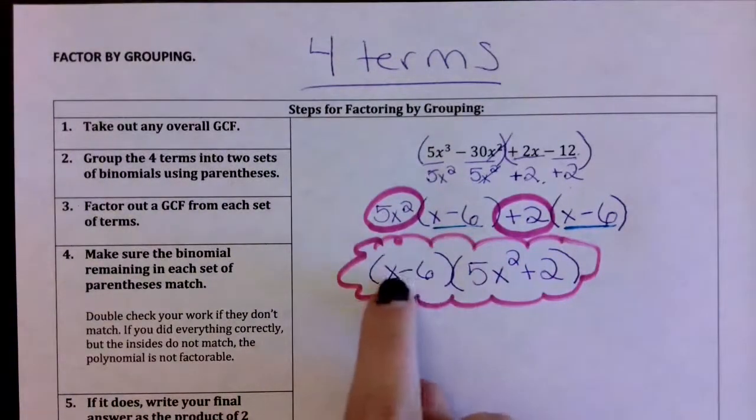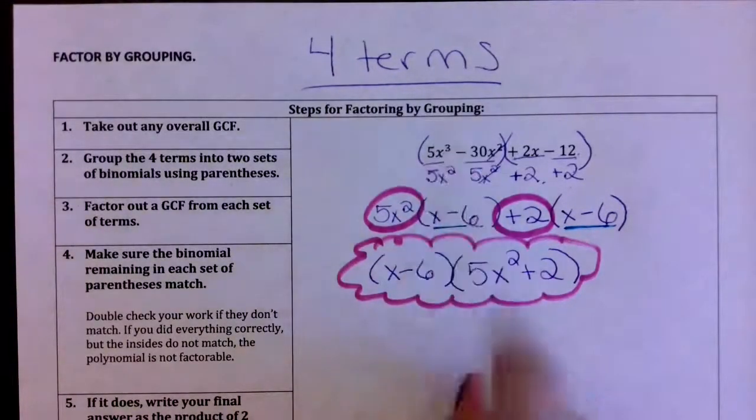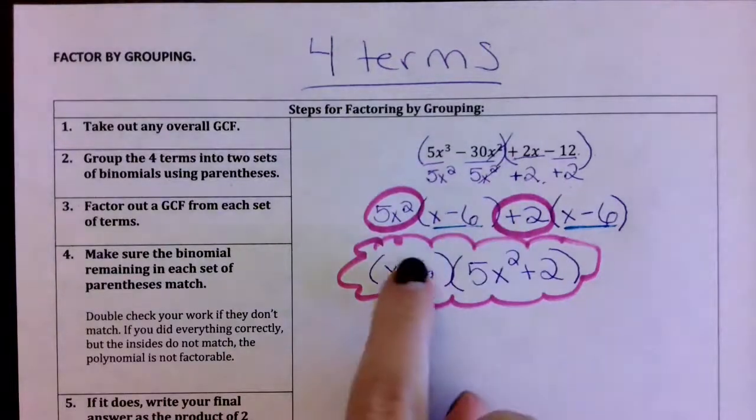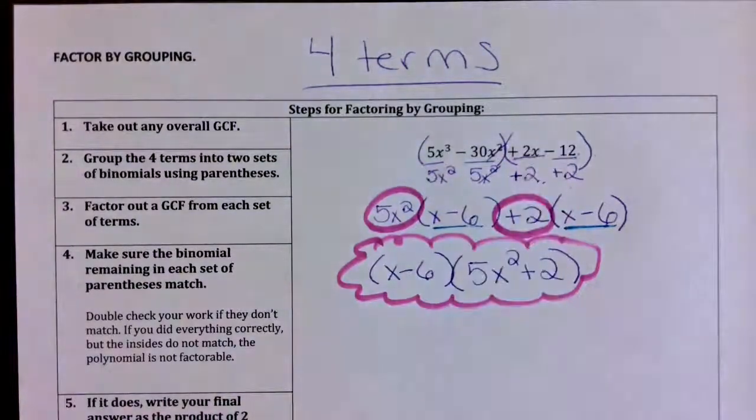You can check your work. X times 5x squared gets you the 5x cubed. X and 2 gets you 2x. This negative 6 times 5x squared gets you that negative 30x squared. And negative 6 and 2 gets you that negative 12. So that is my factored form.